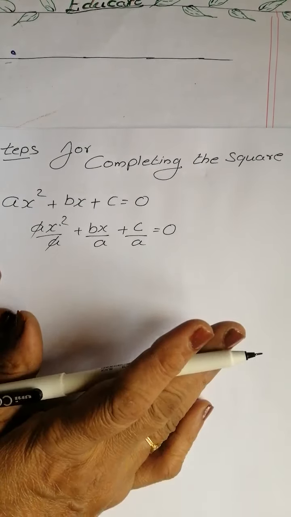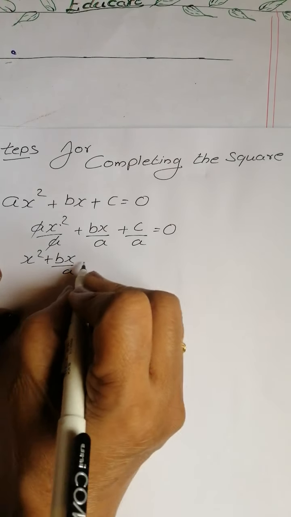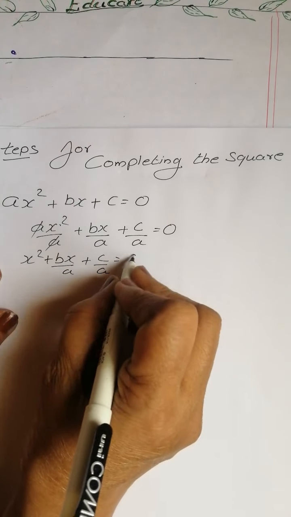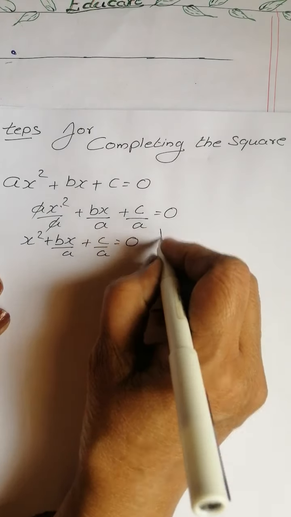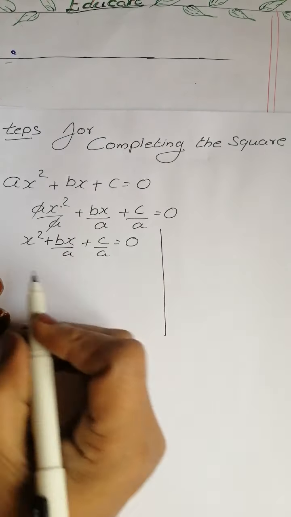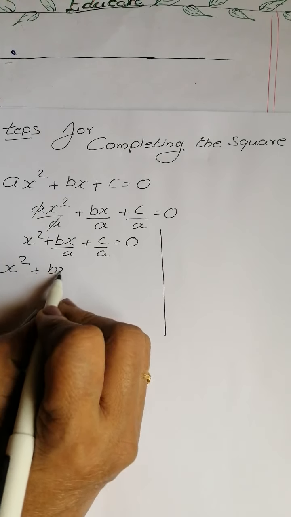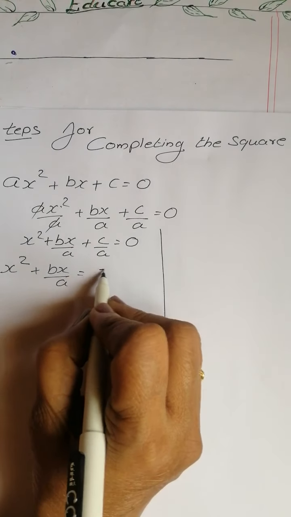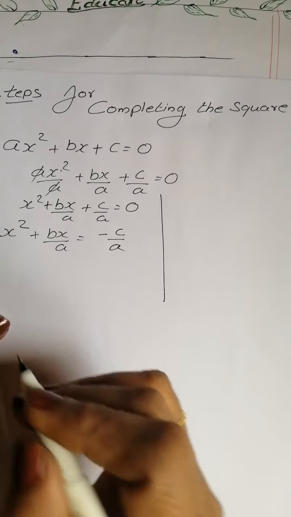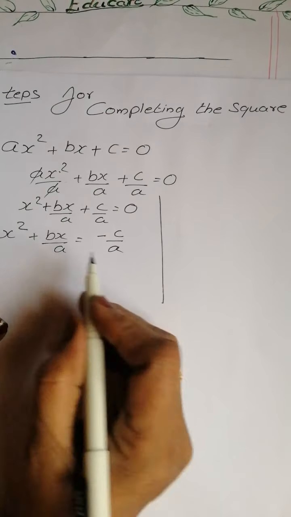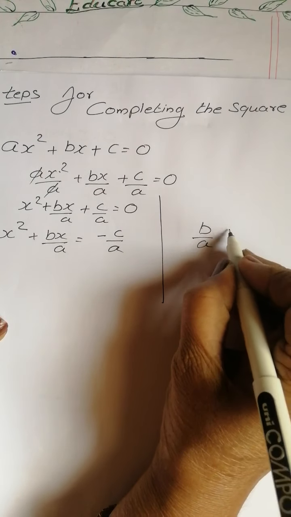Got it? Clear? Now write the equation as x square plus bx by a plus c by a equals to 0. Now the next step is bring c by a to the right hand side. So the equation will become x square plus bx by a equals to minus c by a. Is it clear now? Now next, bring the x coefficient. What is the x coefficient? b by a. This is the x coefficient.